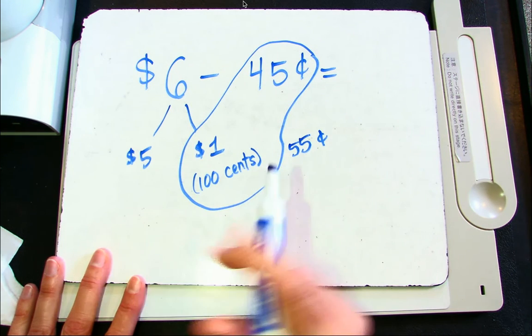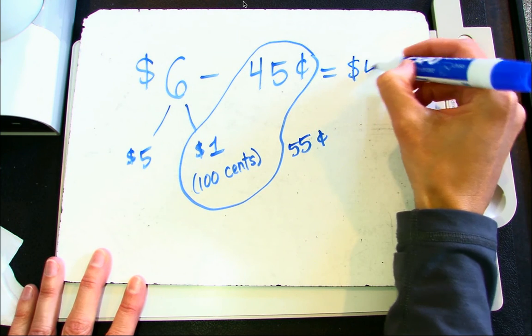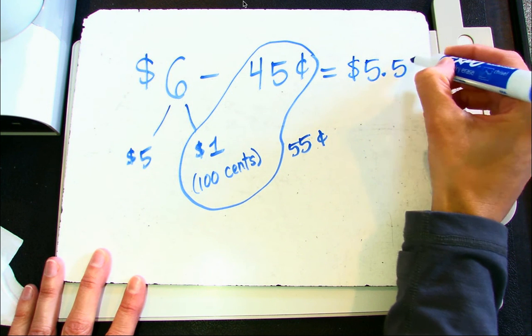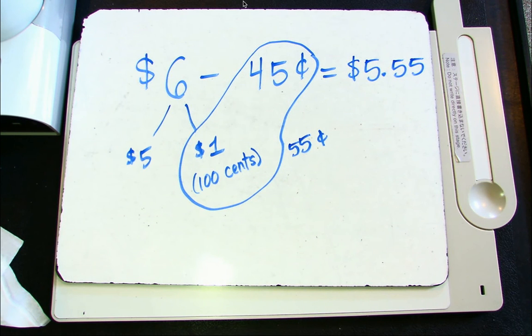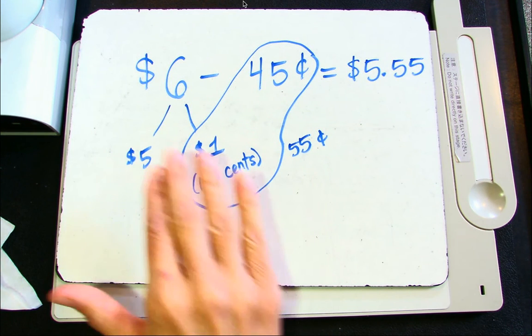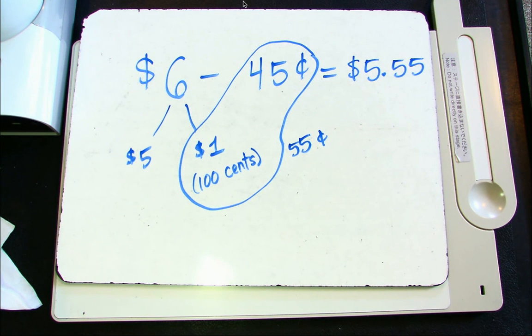And then we can bring our $5 back over here. So $5.55. All right, so again, we're thinking about using our mental math strategies, but we can also write it down if it helps us this way. You can definitely do that.